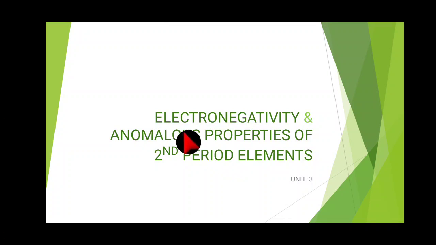Dear students, today I would like to talk about the topic electronegativity and anomalous properties of second period elements. It is in Unit 3. So far, we have learned electron affinity, right? This is the last chapter in Unit 3, electronegativity and anomalous properties of second period elements. Let us discuss the topic.